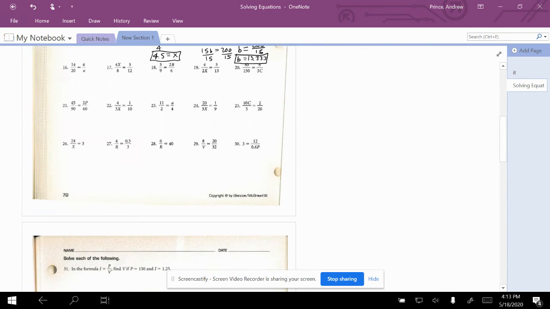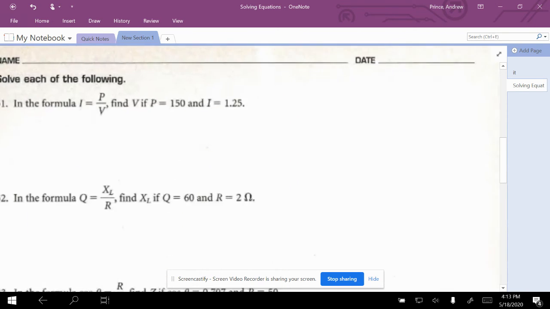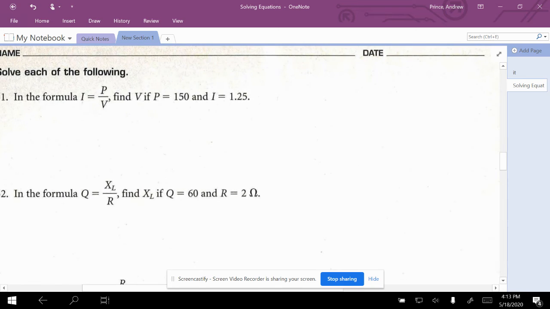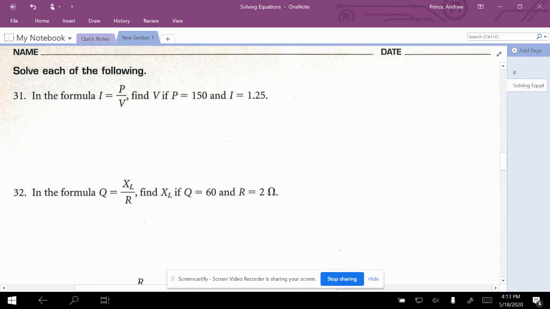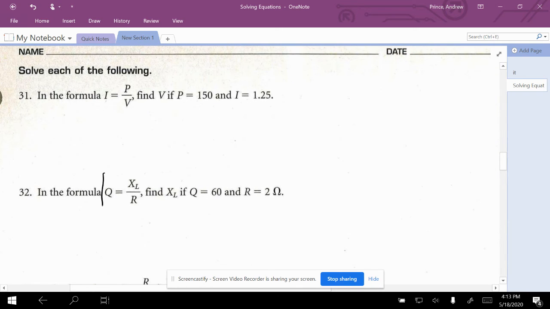Now if we scroll down to the other page here, we have a couple word problems, but again, we're just doing the same thing that you guys have done before. In this formula we have here, they're giving you a formula, and then they're giving you two values. And all you really have to do is plug those in the right spot and then solve for the missing one. So here we have Q equals X_L divided by R.